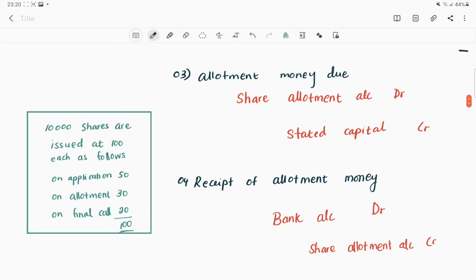Right. After recording the application, you can move on to the allotment. Here in allotment, the first entry would relate to the allotment money due. The reason is that when it comes to the application, the receipt of money is recorded first, and only then do you transfer the relevant amount to the stated capital account. But when it comes to allotment, first of all, the allotment due amount is sent to the stated capital account, and only then is the entry for the receipt of the allotment money created.